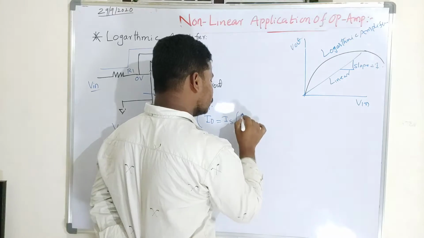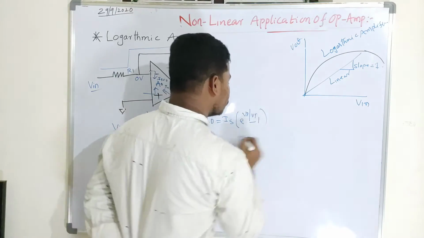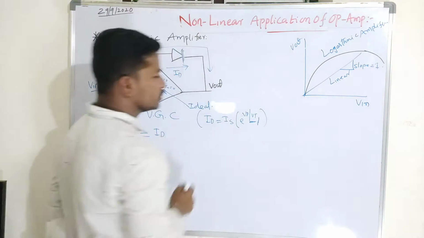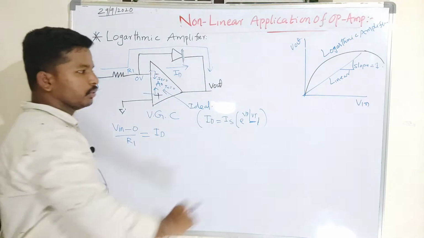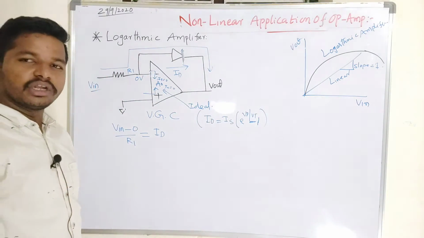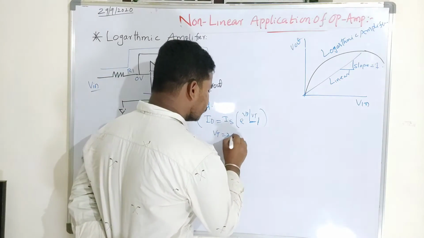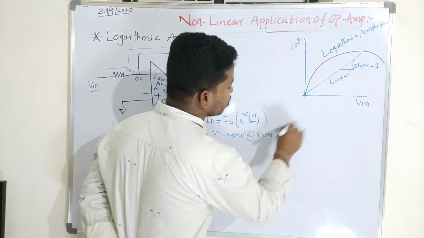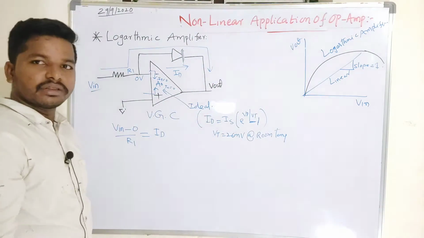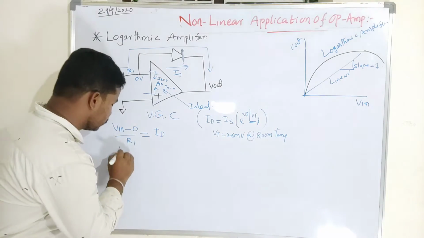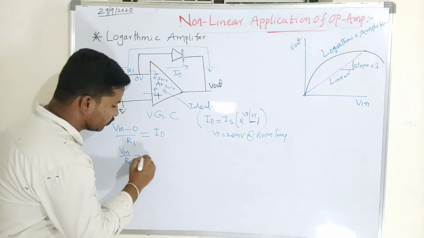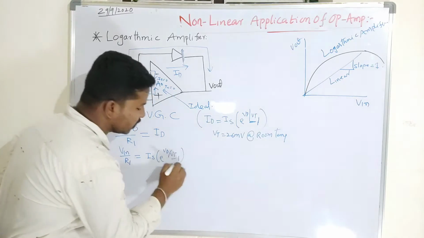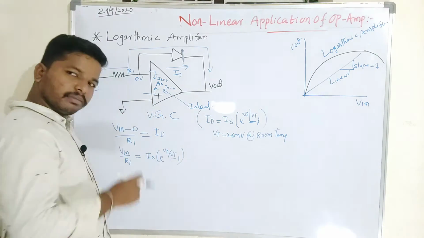ID equals Is into (e power Vd by Vt minus 1), where Vd is the voltage across the diode and Vt is the thermal voltage. This thermal voltage is 26 millivolts at room temperature, at 300 Kelvin. So V by R is equal to Is into (e power Vd by Vt minus 1). I have to make some assumption here.